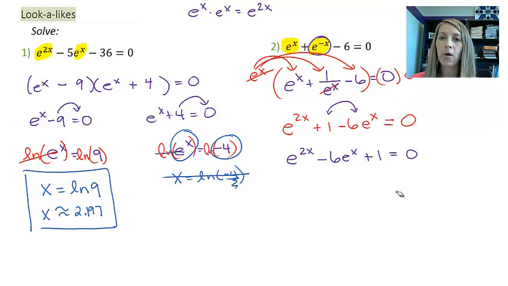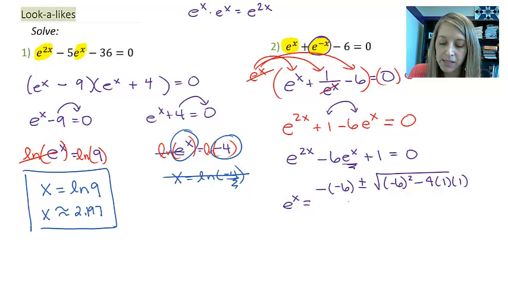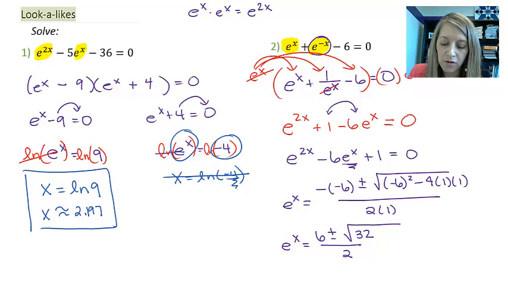And so now I can solve this by using one of my quadratic methods. Unfortunately, factoring will not work for this one, and so I'm going to have to solve it by using my quadratic formula. So I have my middle term, e to the x, is equal to negative of negative 6, plus or minus square root of negative 6 squared, minus 4 times my a value times my c value, all over 2 times my a value. And so this gives me positive 6 plus or minus square root of 36 minus 4, which is 32, all over 2.